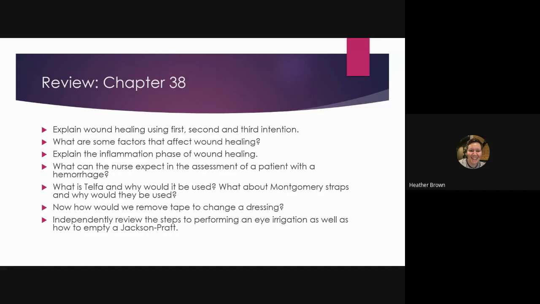So first intention is when the wound has little tissue lost. Okay, so the wound edges should be approximated. When we say that the edges of a wound are approximated, it means they come together, okay? So those edges are together. Now, first intention are things like surgical wounds. They're very clean. These are pretty wounds, meaning they are together. They are, for the most part, closed. Very little loss. They're pretty, okay?